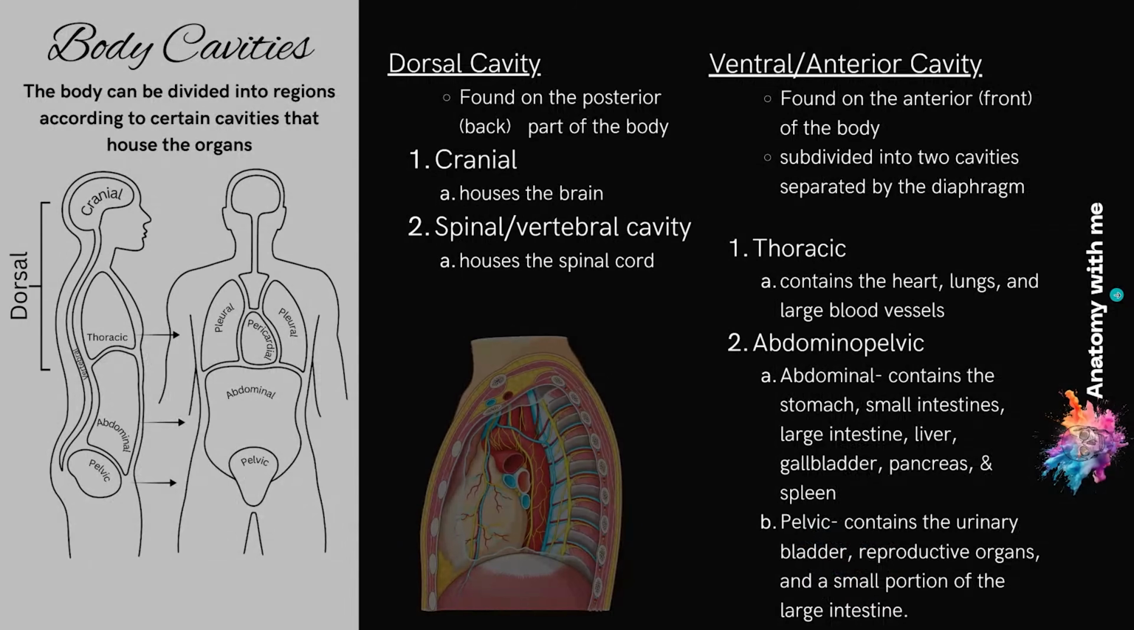Next, we have body cavities. The body can be divided into regions according to certain cavities that house each organ. So we have a dorsal cavity and we have a ventral or anterior cavity. In the dorsal cavity, this is found in the posterior or the back part of the body, and we have two main cavities that we can find there.